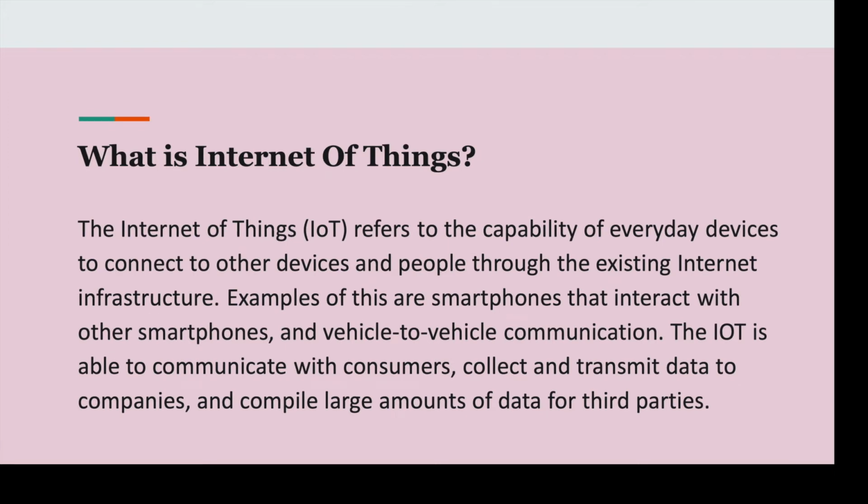So, for starters, what is the Internet of Things? The Internet of Things can be abbreviated to IoT, and it refers to the capability of everyday devices to connect to other devices and people through the existing Internet infrastructure. Devices connect and communicate in many ways. Examples of this are smartphones that interact with other smartphones, vehicle to vehicle communication, connected video cameras, and connected medical devices. They are able to communicate with consumers, collect, and transmit data to companies.